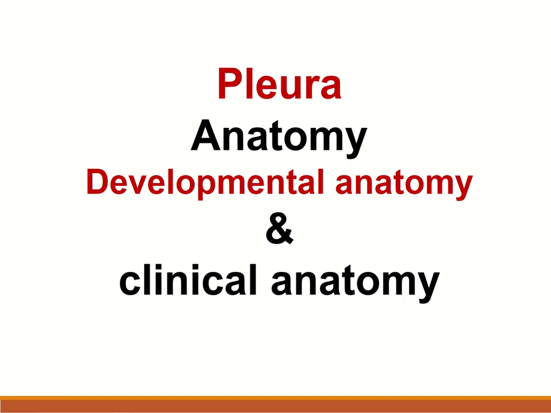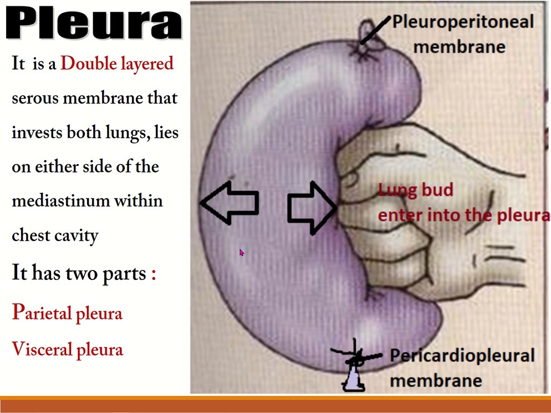In this video, I discuss pleura, anatomy, developmental anatomy, and clinical anatomy. At first, the definition. The pleura is a double-layer serous membrane that invests both lungs and lies on either side of the mediastinum within the chest cavity. This is the lung, this is the visceral pleura, and this is the parietal pleura.